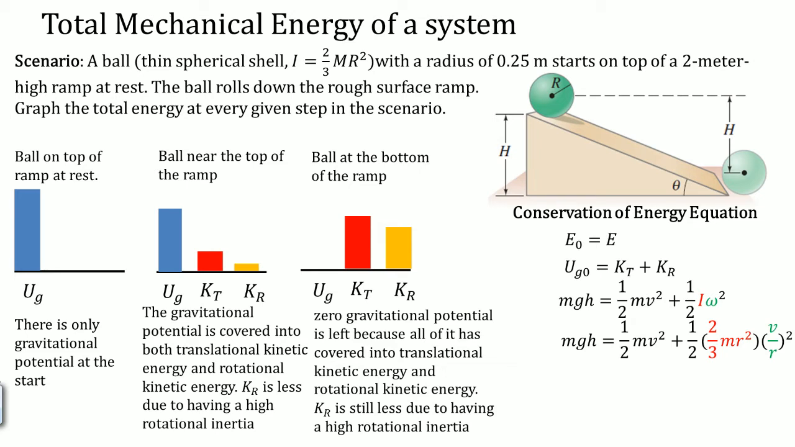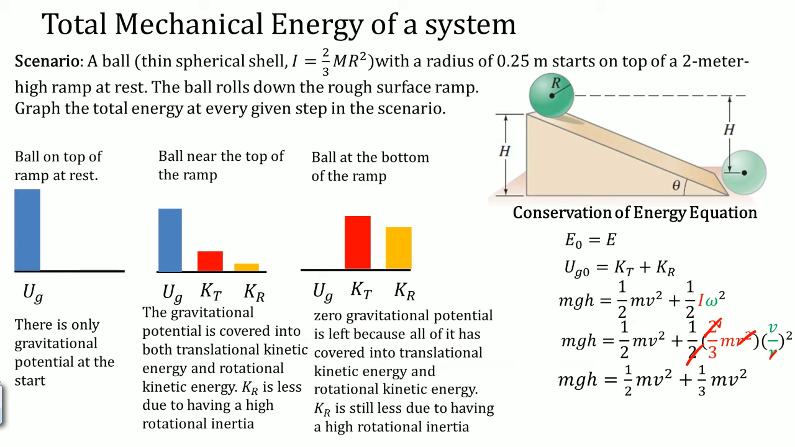Alright? Notice there are some cancellations that do occur. So do you see the 2/3 here? Cancels out. The 2 and the 2 here cancel out. The r squared on the bottom cancels out. So you're left with an mv squared. That's what you should have. So the right hand side, the new rotational kinetic energy is 1/3 mv squared. That's after I substitute in all the values.